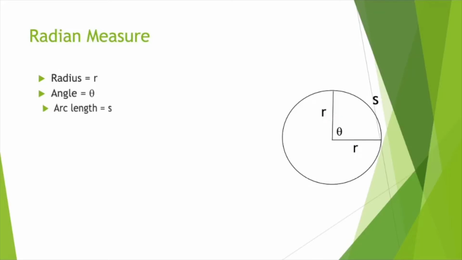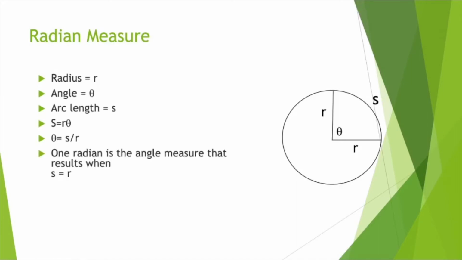We also have an arc length. That arc length is the distance around the circle, and in this case, it's a partial arc length. The relationship between S, R, and theta is that S equals R multiplied by theta. This will work only if theta is in radians. Now I'm going to divide both sides by R so that I get theta equals S over R. Let's define radians: a radian is the angle measure that results when S and R are equal.